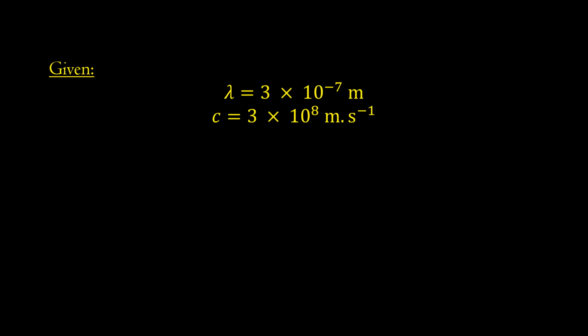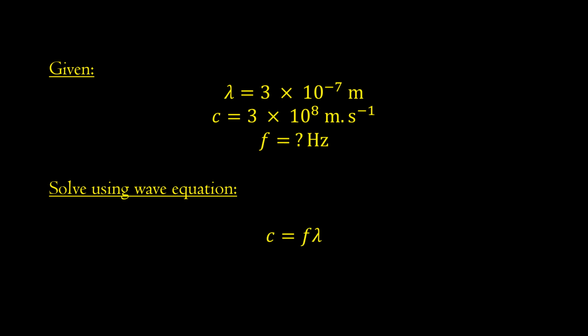10 raised to the power of 8 meters per second. We need to calculate the frequency, and that frequency must be calculated in hertz. The expression that relates all these quantities, the wavelength, the frequency, as well as the speed, is the wave equation: c equals f times lambda. And this is where your first mark will come from.